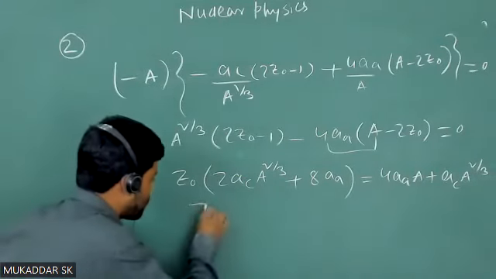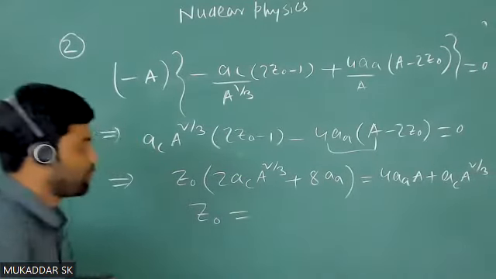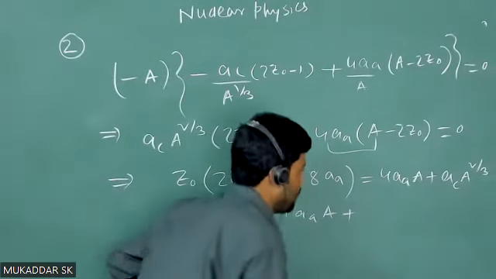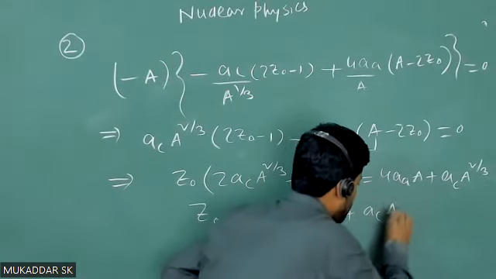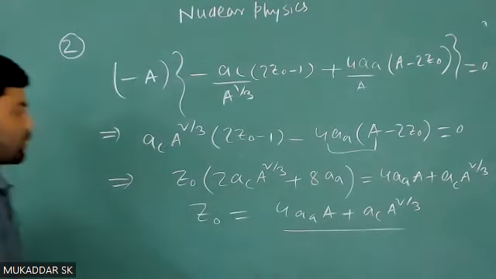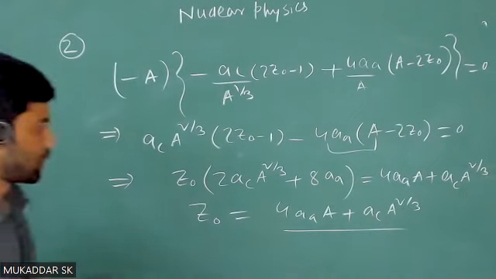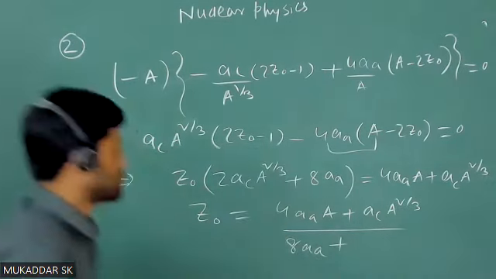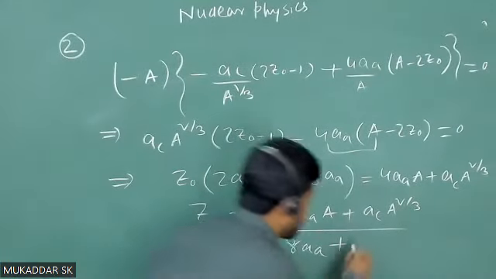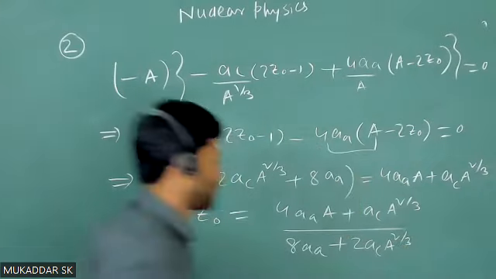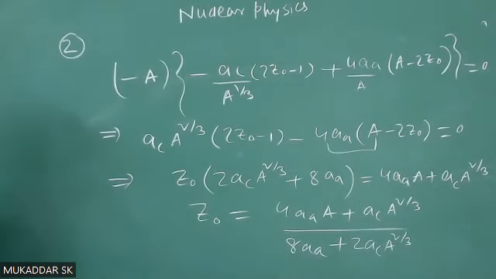It means Z0 will be, according to this formula, 4A_a into A plus A_C A^(2/3), and you'll have 8A_a plus twice A_C A^(2/3). Right? Is this okay?